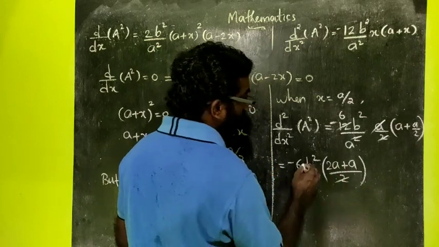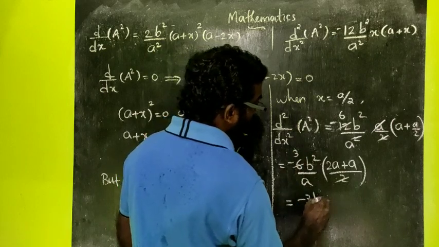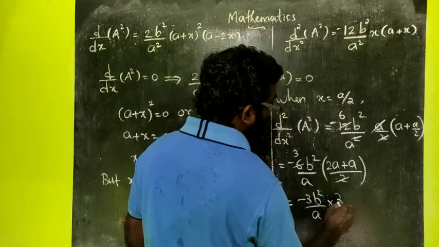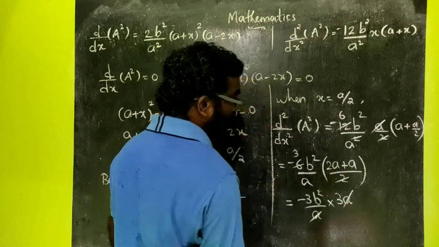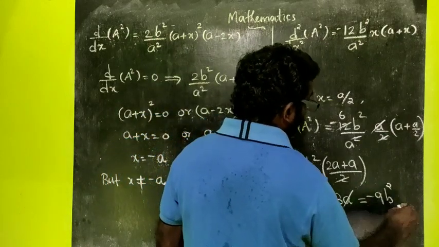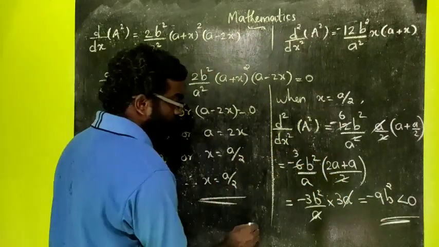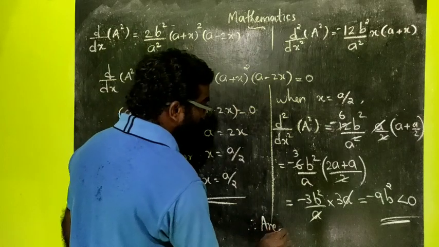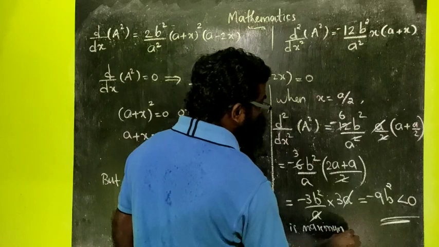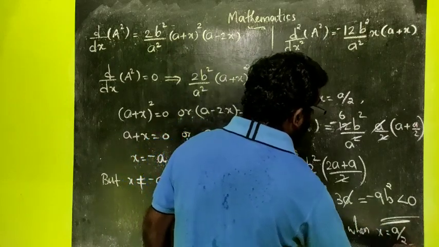This 2 and 6 we can cancel, 3. So which is equal to minus 3b square by a into (2a plus a), 3a. This a and a we can cancel, and which is equal to minus 9b square. Clearly it is less than 0. Okay. Therefore we can conclude area is maximum when x is equal to a by 2.